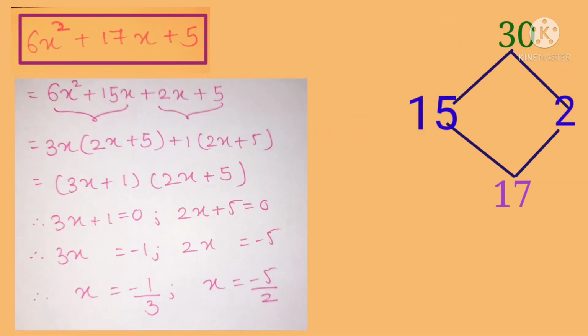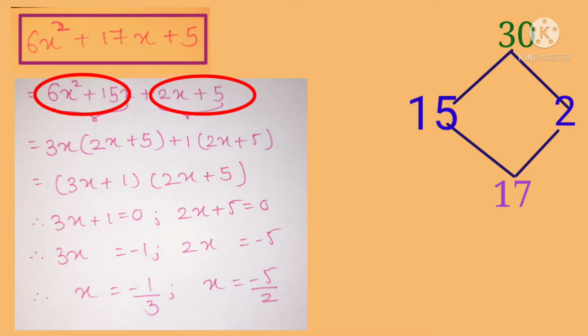Now let's do the factorization. The term is nothing but ax square plus bx plus c. So we split the term bx, so it's nothing but 15 and 2. So we write it as 6x square plus 2x plus 15x plus 5, in which p is 2 and q is 15. Now we need to take the group of two terms, that is the first two terms and the last two terms: 6x square plus 2x and 15x plus 5.